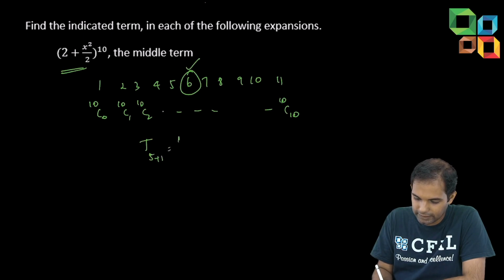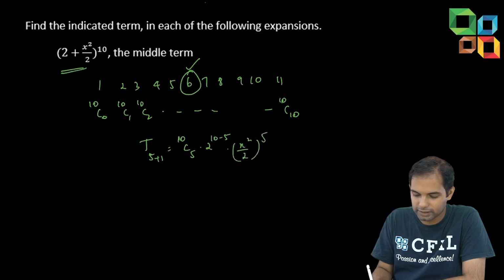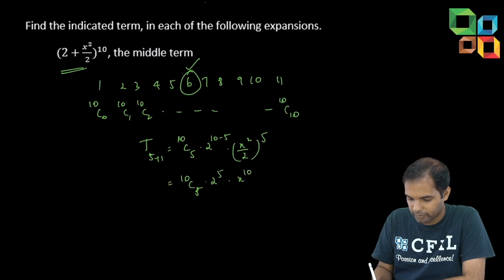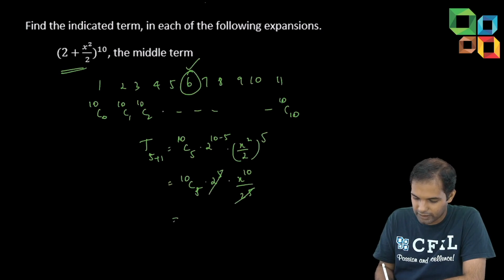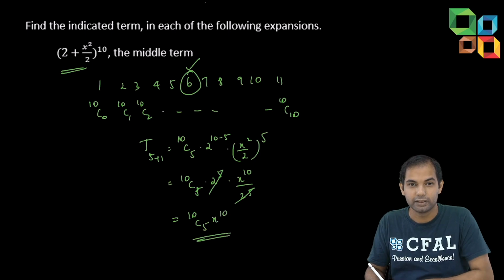That is nCr, which is 10C5 into 2 power 10 minus 5 into (x square by 2) whole power 5. That's it. So it is 10C5 into 2 power 5 into x power 10 divided by 2 power 5. So these two will get cancelled. So all that you have is 10C5 into x power 10. That will be the middle term.